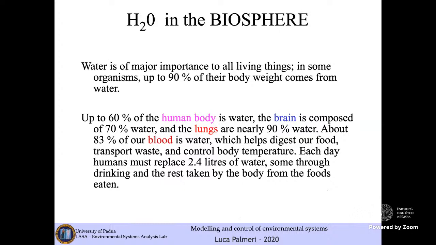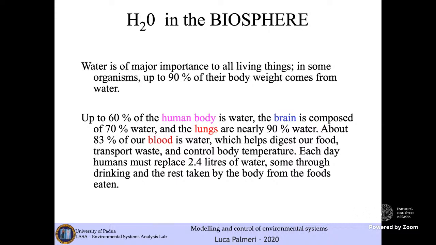How do we find water in the biosphere? Water is of major importance to all living things. In some organisms, up to 90% of their body weight comes from water. In particular, for us humans, up to 60% of the human body is water. The brain is composed of 70% water, and the lungs are nearly 90% water.